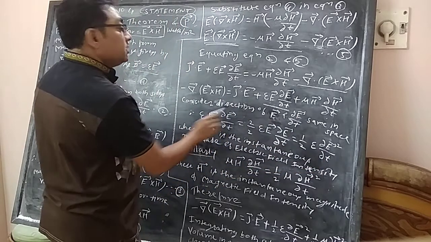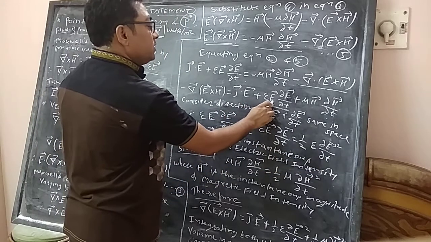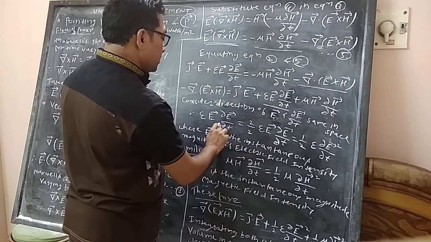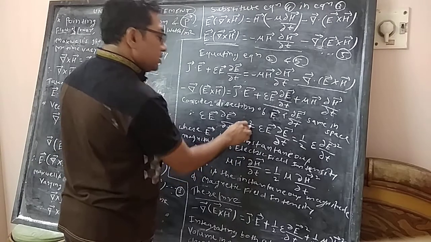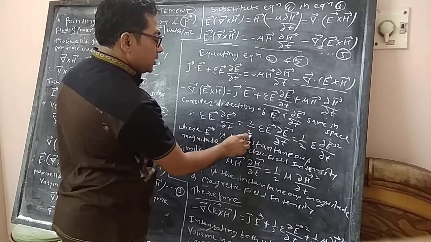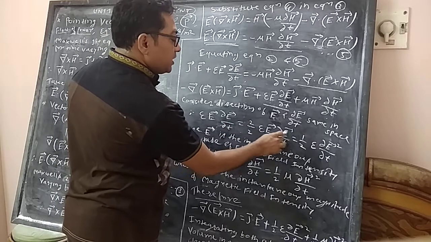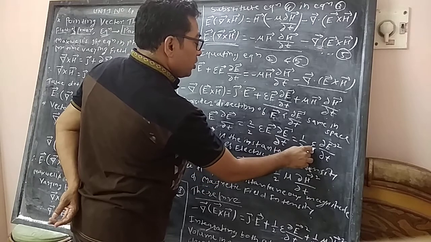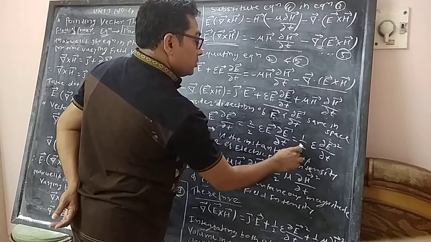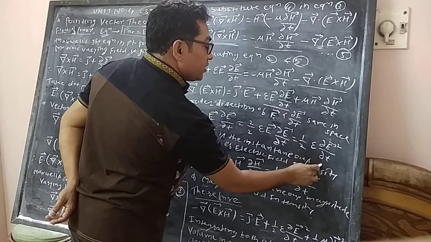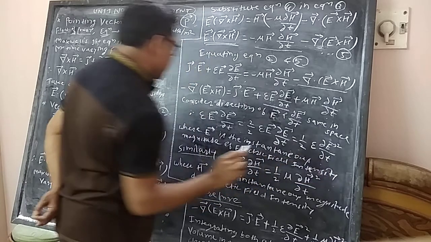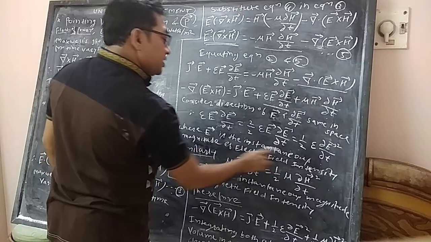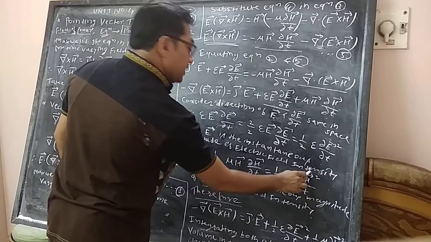So we can write this value epsilon E vector del E vector divided by del t equal to 2 divided by 2 epsilon E vector del E vector by del t. Here I have multiplied by 2 and divided by 2. So we will get 1 by 2 epsilon of del E square divided by del t, where this E vector is nothing but the instantaneous magnitude of electric field intensity.